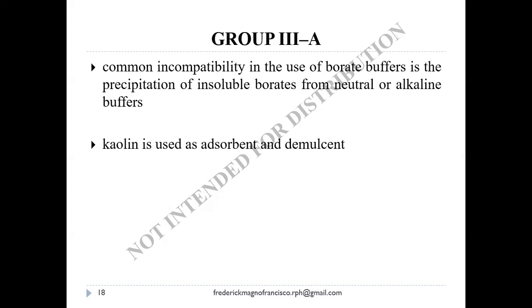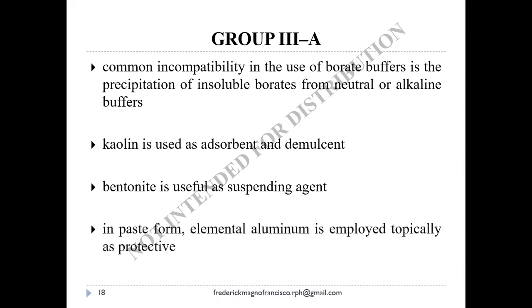Kaolin finds employment as an intestinal adsorbent and protective. Externally, it is used as a dusting powder. Bentonite has gelling properties that make it a useful suspending agent, as well as anion exchange properties and detergent properties. In paste form, elemental aluminum is employed topically as a protective.